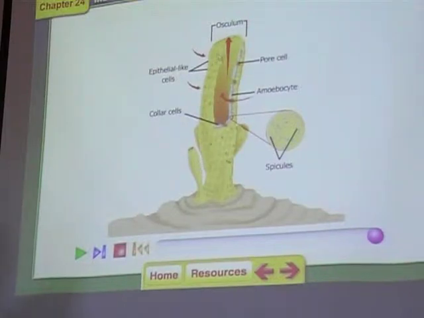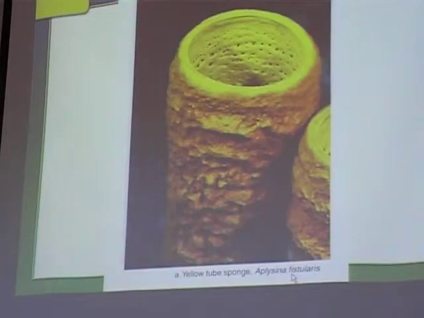So those are the four types of cells: epithelial cells, pore cells, collar cells, and amoebocytes or archaeocytes. The spicules are not cells. They're made by the amoebocytes and form the structure. The pizza ones are the amoebocytes or archaeocytes. That word means the same thing. I don't know why they changed the words. I hate when they do that.